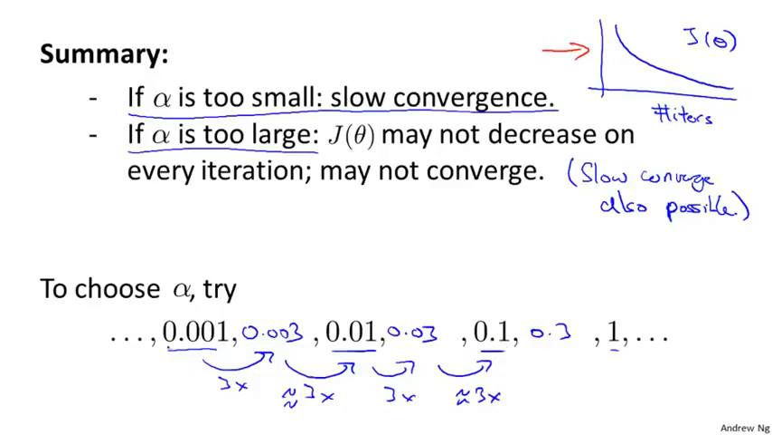I'll try a range of values until I've made sure I found one value that's too small and one value that's too large, and then I try to pick the largest possible value, or just something slightly smaller than the largest reasonable value that I found. When I do that, usually this gives me a good learning rate for my problem. And if you do this too, hopefully you'll be able to choose a good learning rate for your implementation of gradient descent.